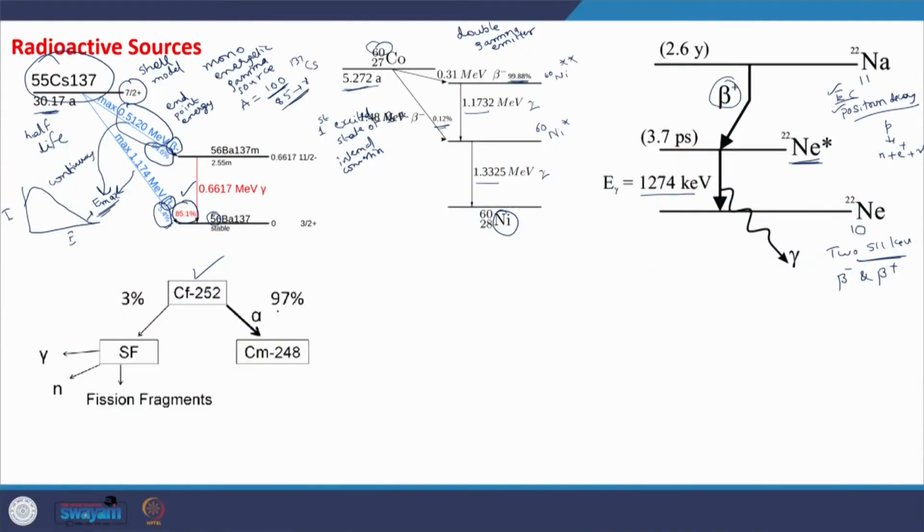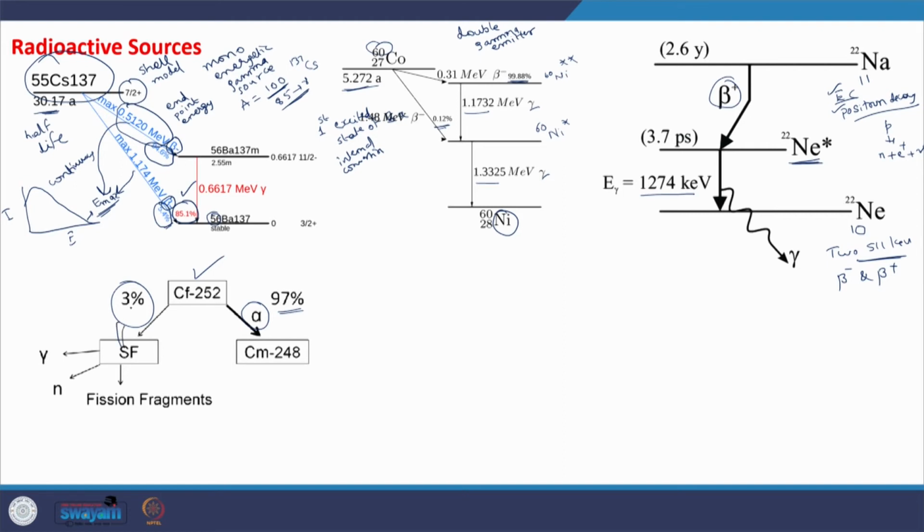And one of the most widely used neutron sources across the world is the fission source californium 252. Okay. So, this is californium 252, 97% of californium 252, this is called the transition probability, decays via the alpha process, okay, and the remaining 3% decays via the fission process. This is called spontaneous fission.